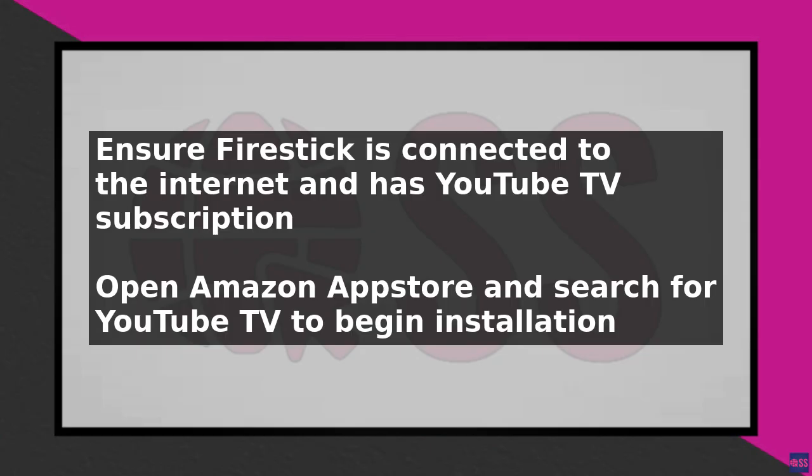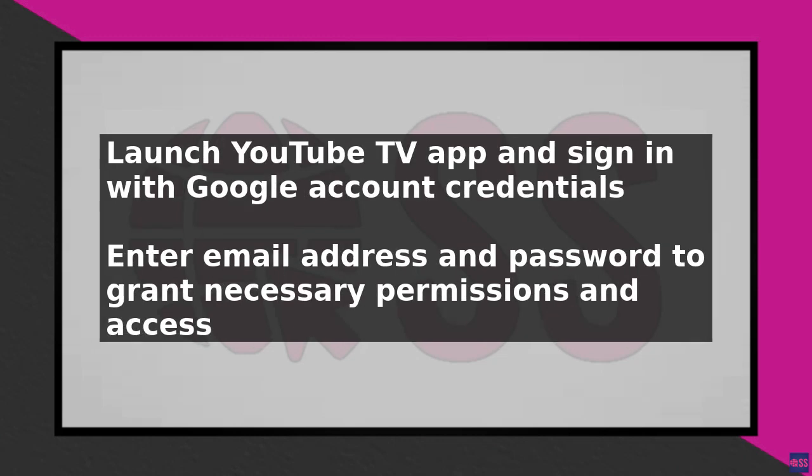process. Once the installation is complete, click the Open button to launch the YouTube TV app. You will be prompted to sign in with your Google account associated with your YouTube TV subscription. Enter your email address and password. Then click Next and finally click Allow to grant the necessary permissions.